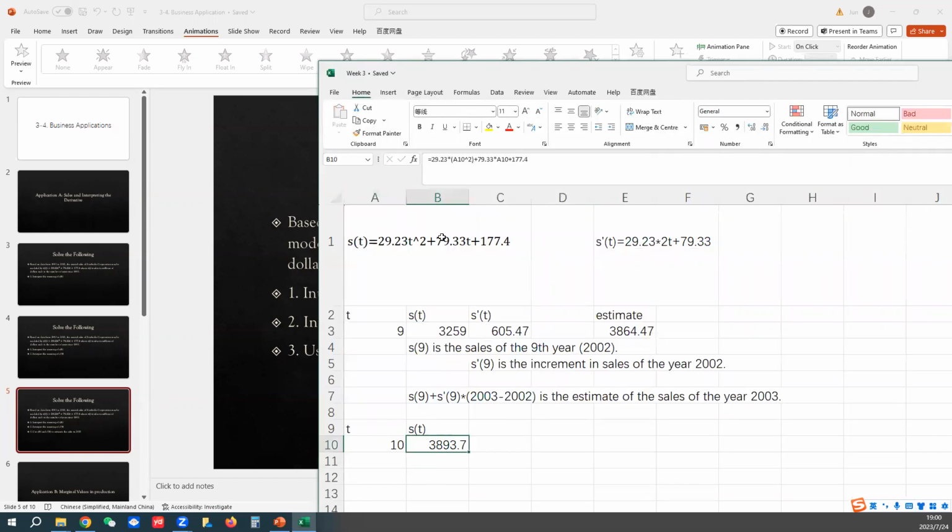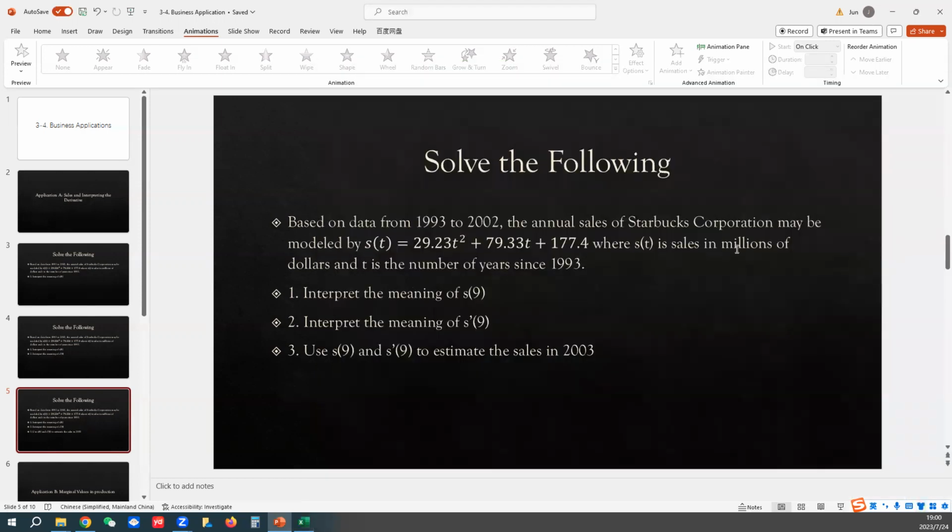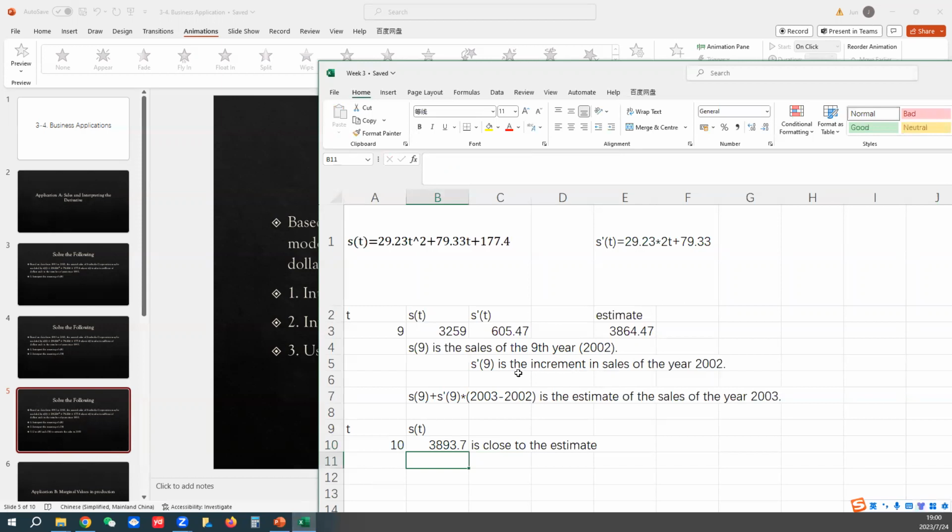And here we plug that number into this S(T), we have 3893.7, which is pretty close to the estimate. So this estimate is pretty close. There is only $30 difference. But it's millions, but it's the best we can do.